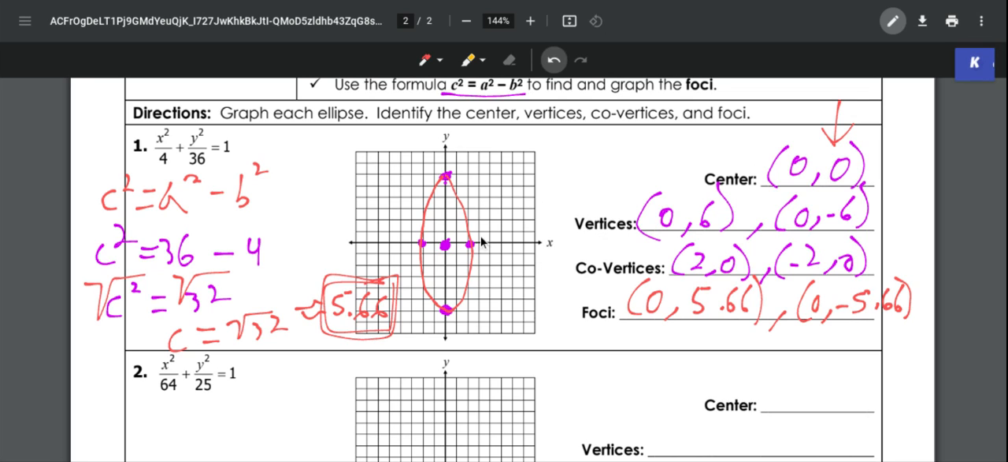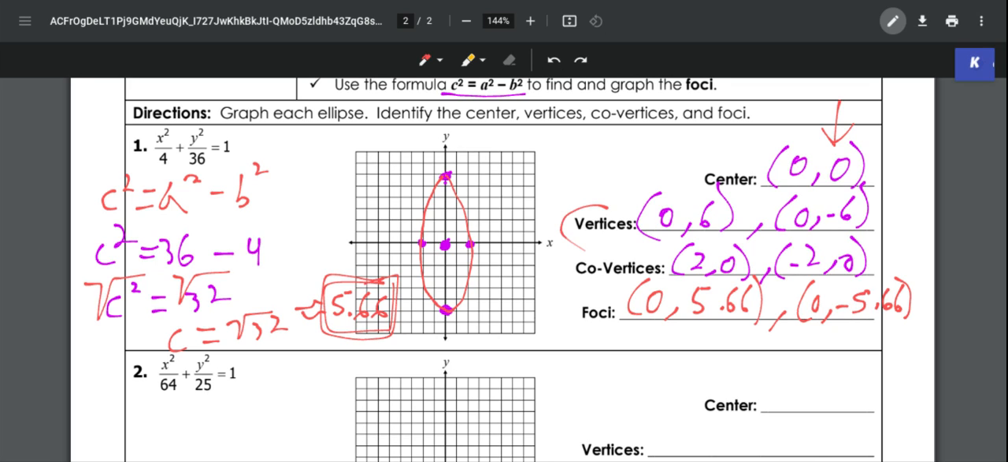You could say, what kind of ellipse did I have here? Since the vertical axis of symmetry is longer, that tells you you're going to add it to your y coordinates because the foci have to fall on that vertical line. So we're going to add or subtract them to that.